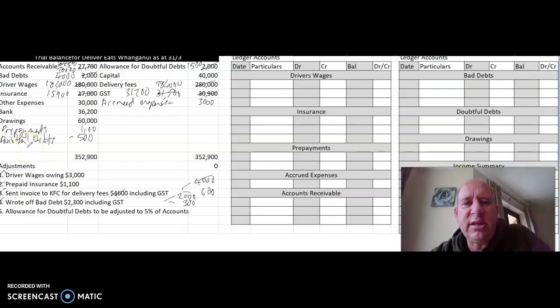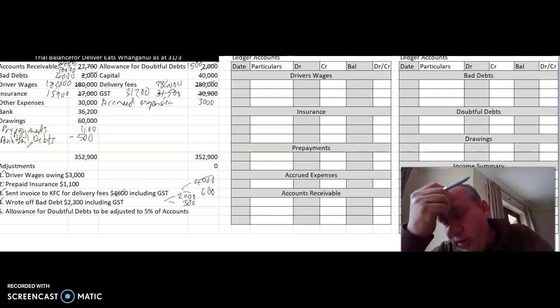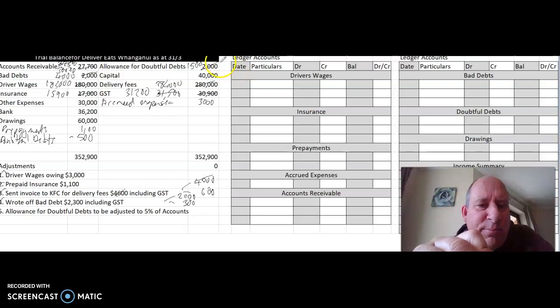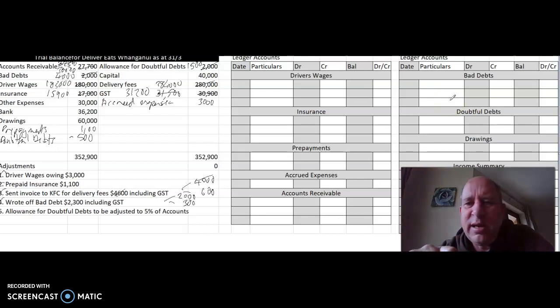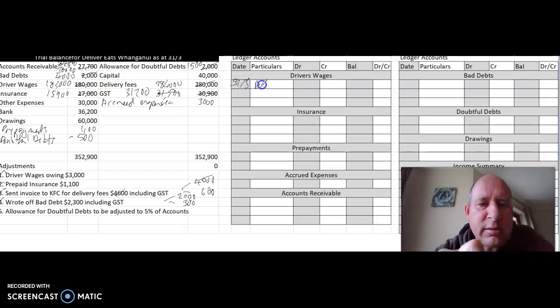Which takes us to the ledgers. So that's our focus for today. We're going to start off with driver's wages. Anything that is printed here in the trial balance requires us to write the word balance here. So I'm going to get you to, we'll do one at a time. So we'll put the date 31st of the 3rd in balance.